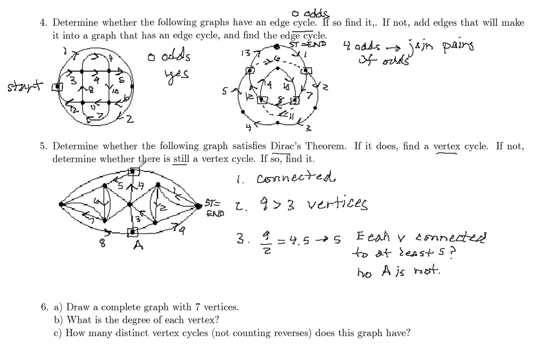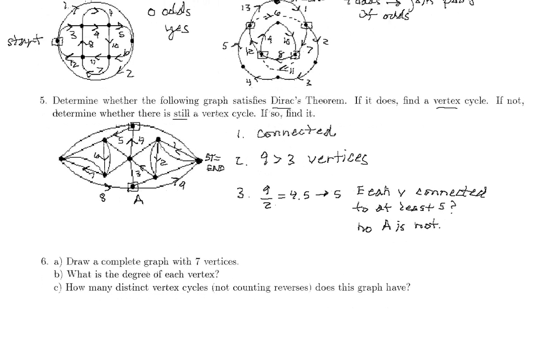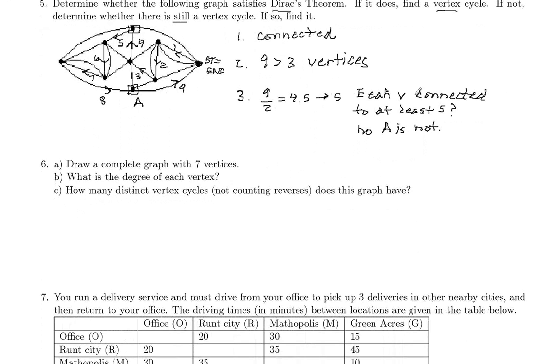And that's not the only way to do it. In fact, I think on the key, I even used a different method. So just don't stop after you check the conditions. If one of them fails, you know, this one was a no. If that fails, still go back and check and see if there's a vertex cycle.